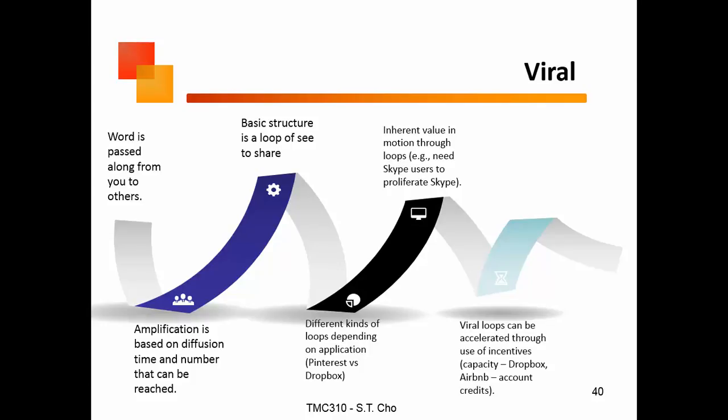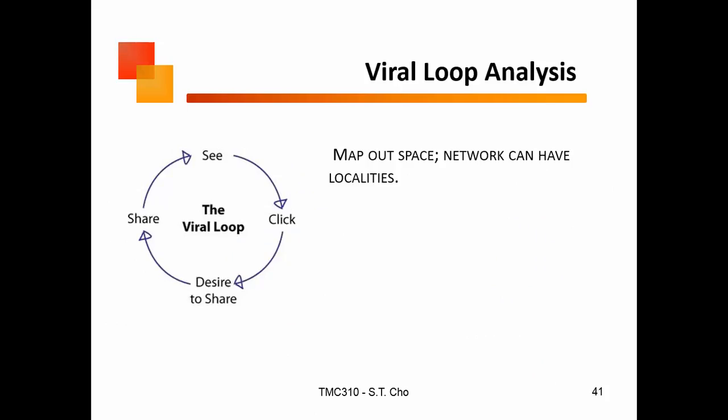You want to accelerate the process. Again, look at the social map. Do you need to create extra nodes, for example, to make it more efficient? And so there is a metric for it called the viral coefficient. You can see how it's doing.